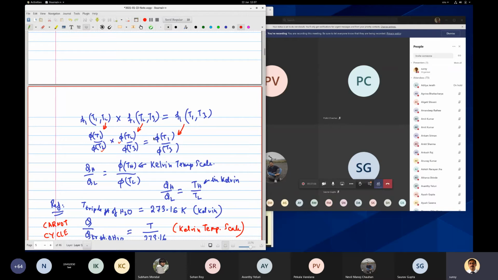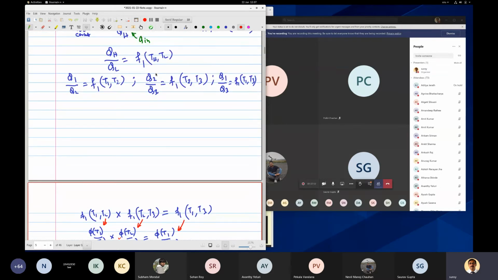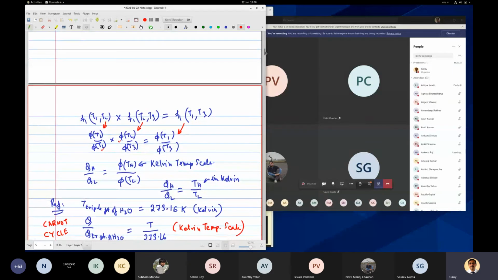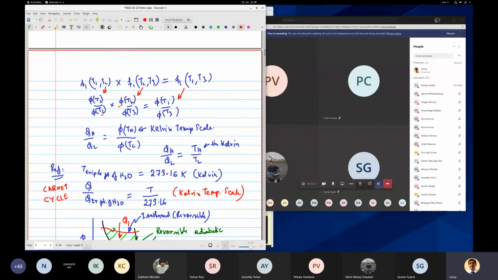So what is this temperature scale, where we will be able to write that Q2 by Q3 will be equal to T2 by T3? That scale we want. Should we use centigrade? Should we use Fahrenheit? Or should we come up with some other scale? So this temperature scale where QH by QL is equal to TH by TL is called the Kelvin temperature scale. How did you figure out the Kelvin temperature scale?